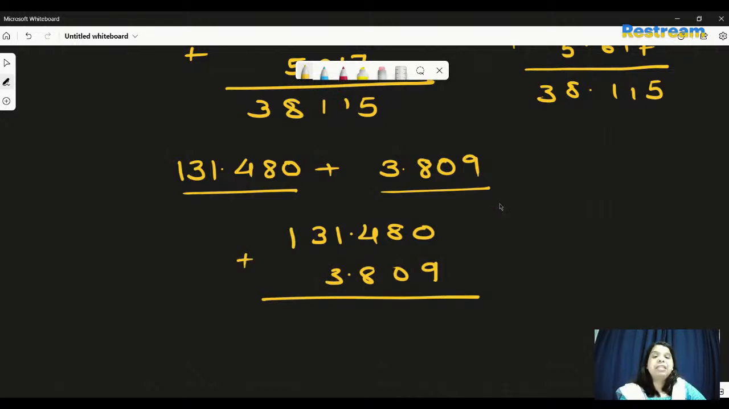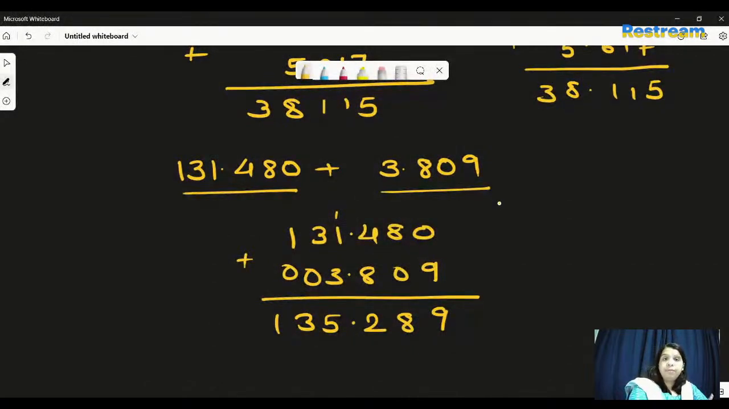0 plus 9 is 9, 8 plus 0 is 8, 4 plus 8 is 12. 1 goes beyond the decimal place. So 1 plus 1, 2 plus 3, 5. Then again we have a 0 and 0 over here. So 135.289. You have to pay attention to how I'm reading this: 135.289. That's how I'm reading it.